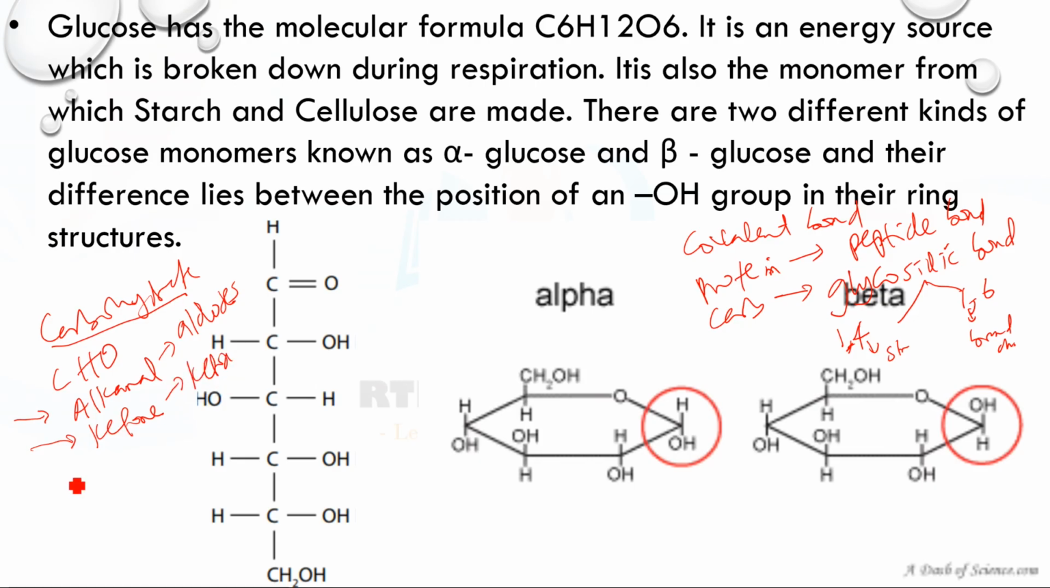But basically, carbohydrates are divided into monosaccharides. Monosaccharides are very, very important. They have one sugar unit. Mono means one, saccharide means sugar. Then we have disaccharide, which is made up of two sugar units in one molecule of the compound. We have polysaccharide, which consists of many sugar units.